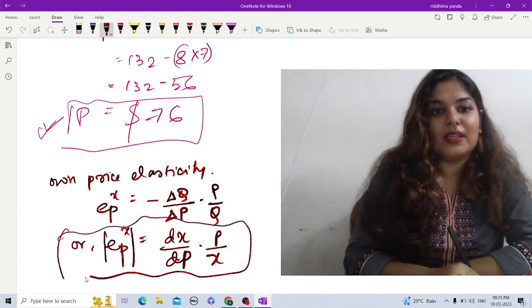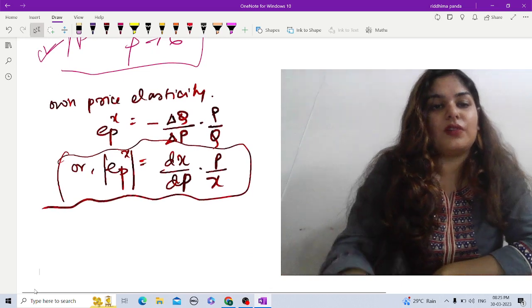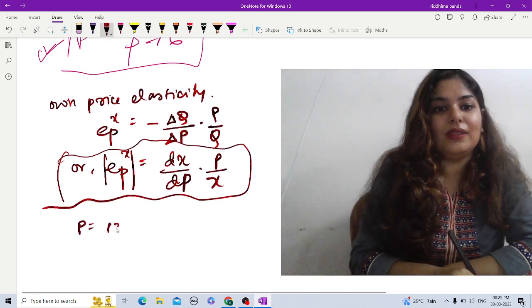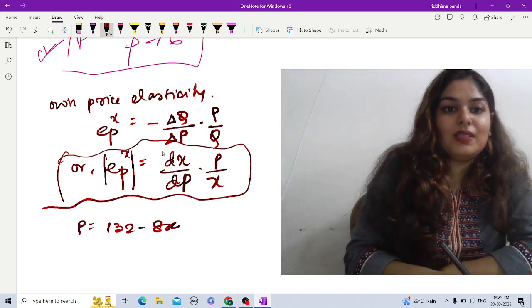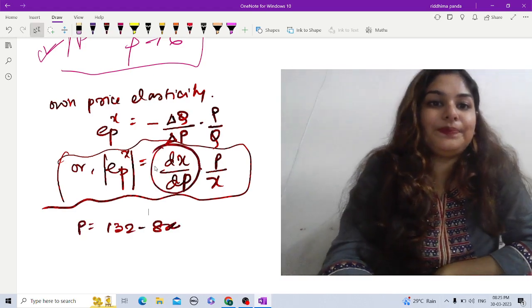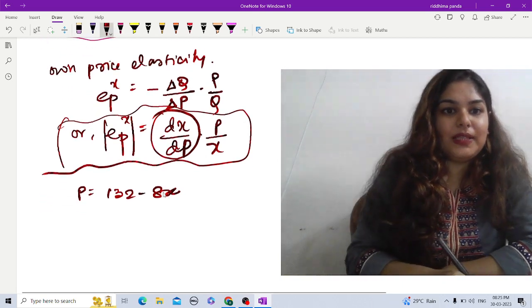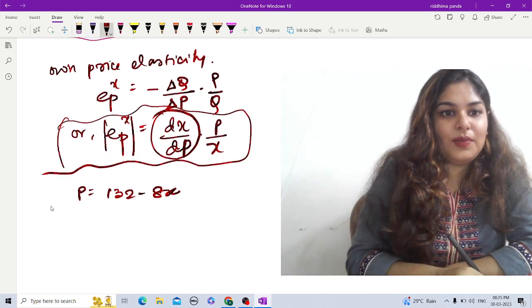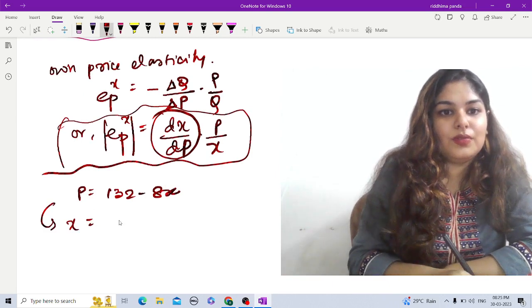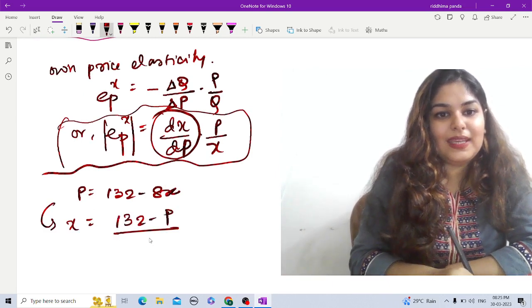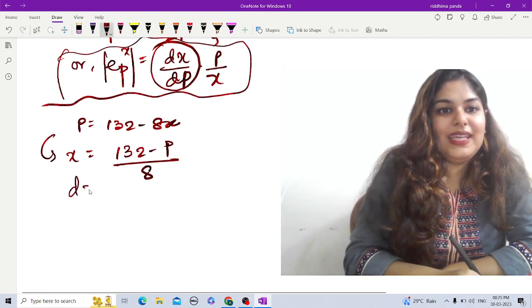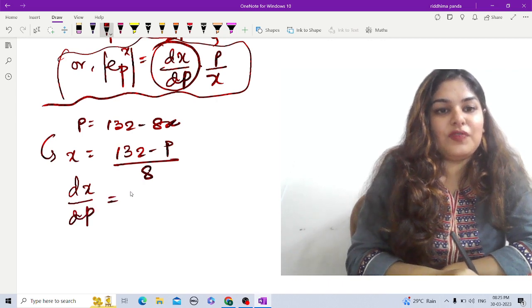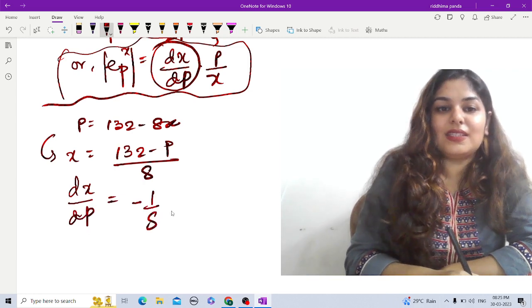So that means what we have is our demand function. What is our demand function? P is equal to 132 minus 8x. Okay. So we need to find out this derivative, correct? So let's first, from here, let's get x is equal to 132 minus p by 8. Therefore, dx by dp, differentiating with respect to p, we get minus 1 by 8.